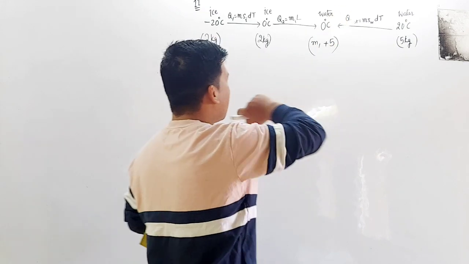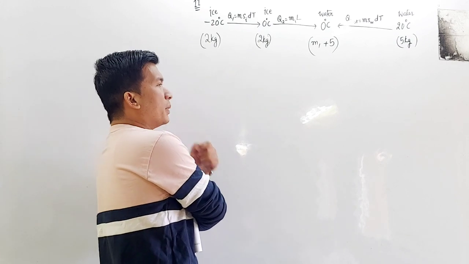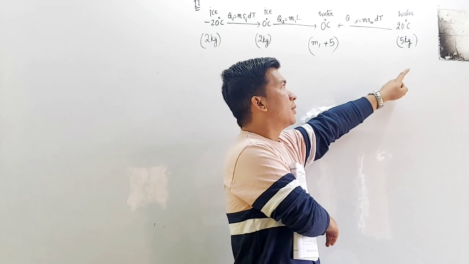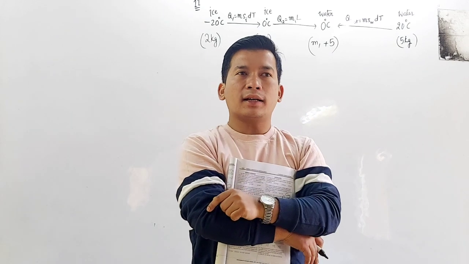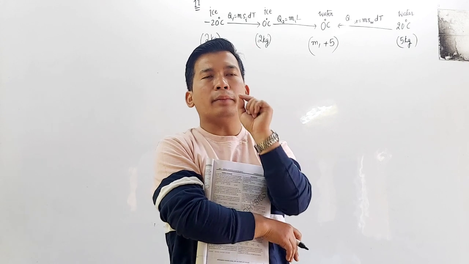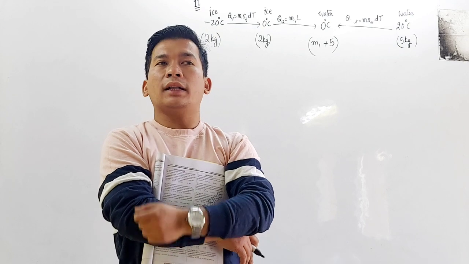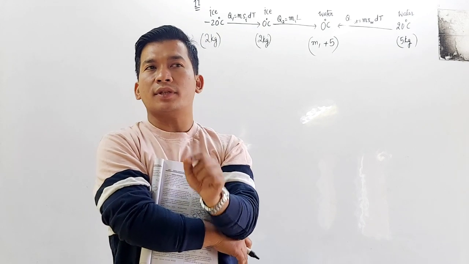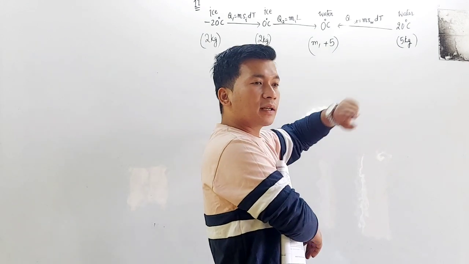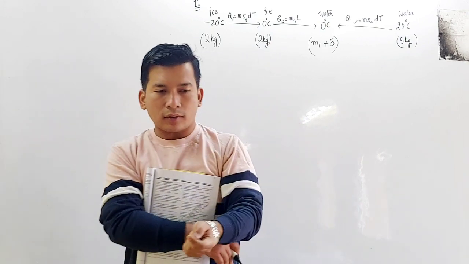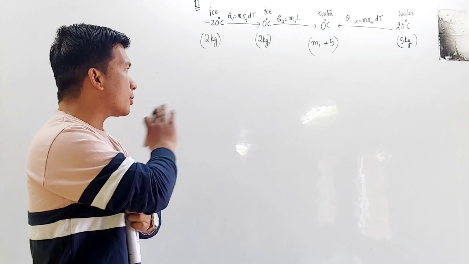The principle of calorimetry is very simple. The heat loss from the hot water will be utilized for melting of ice. We know that the melting process requires some amount of energy, and that amount of energy will be given by the cooling down of the hot water. The heat loss will be utilized for the melting process. Now let's go to the calculation.